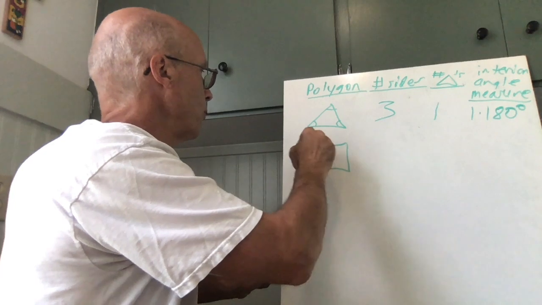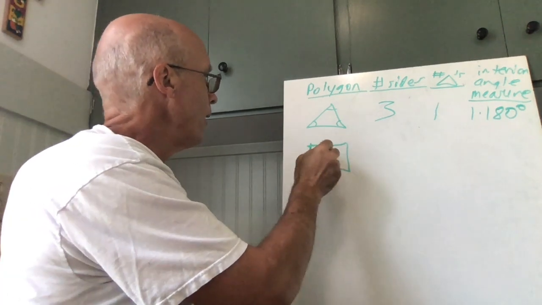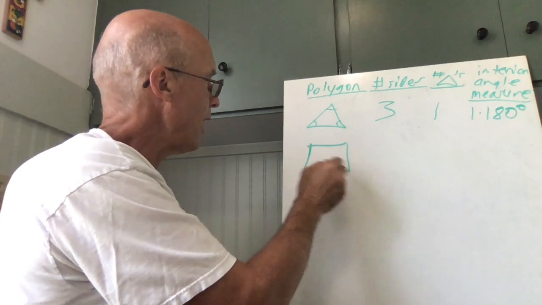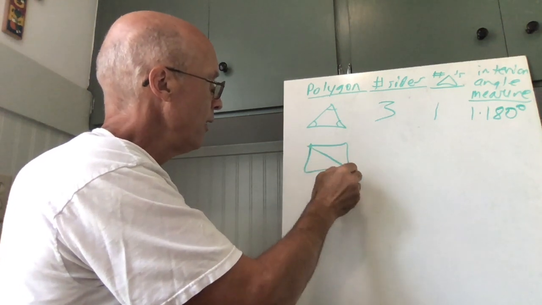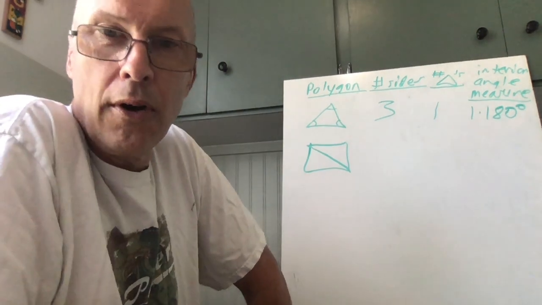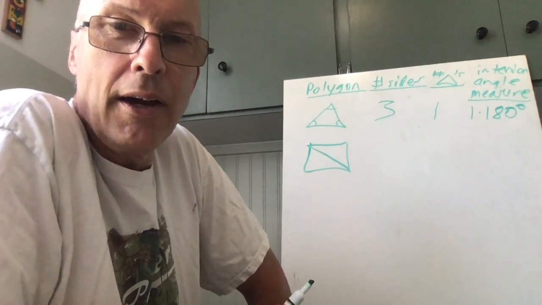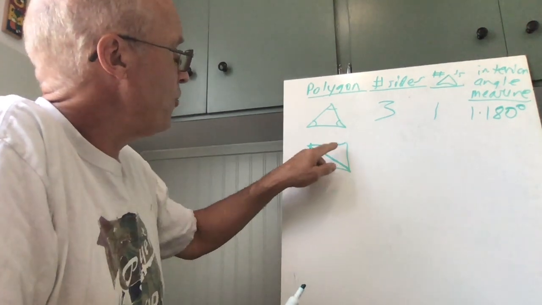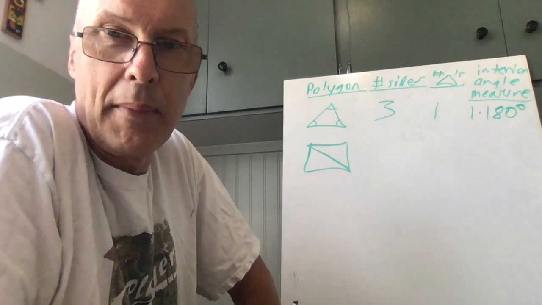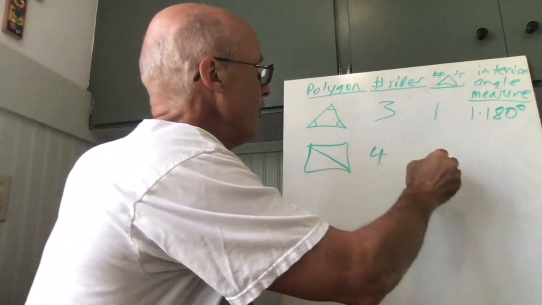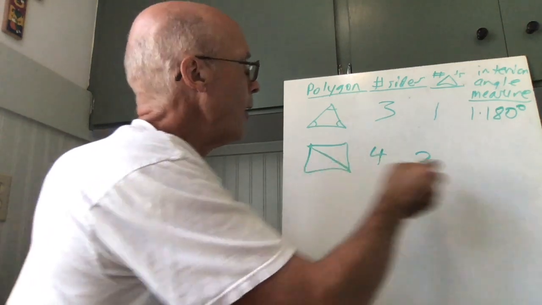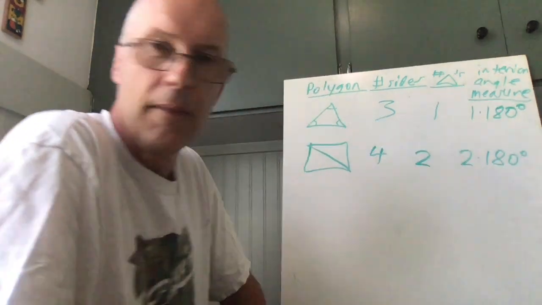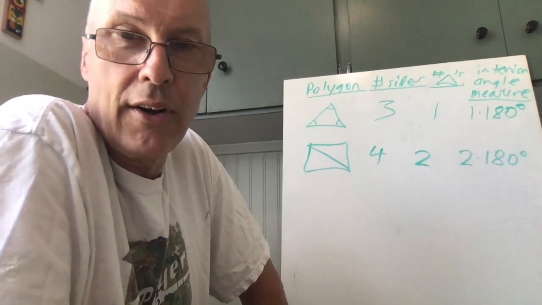If we go to a quadrilateral, now I showed you that I can go from this vertex to this vertex and that to that, but if I just go from one corner, one vertex, I can only go to one other vertex, and that chops this into two triangles. Does that make sense? So we got four sides, two triangles, and now I'm going to get 2 times 180 degrees. Some of you are already catching on to the pattern.